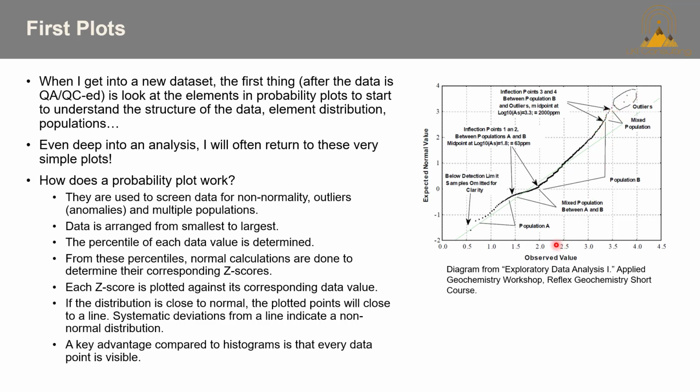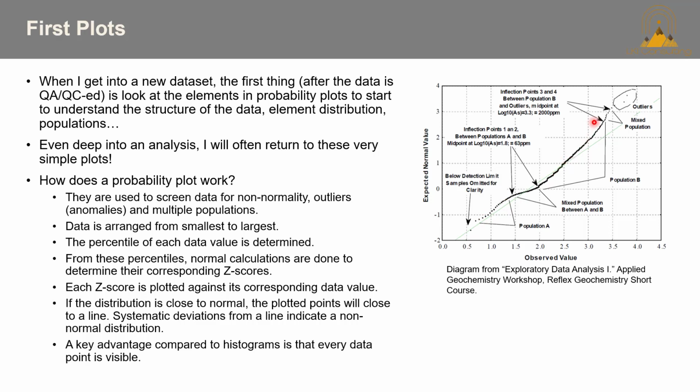So what we're going to say here is that anything plotting along this line, you're going to have below detection limit values, and you're just going to remove them from the analysis. But here I would say that this is one population.